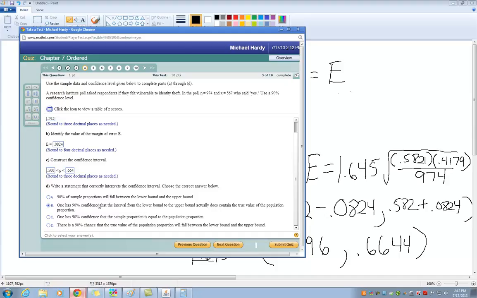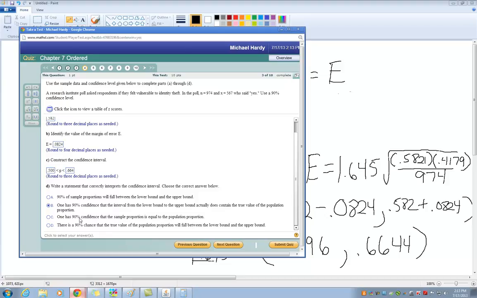And again, why we use confidence instead of probability is because what's really going on probability-wise isn't about this one interval we've calculated. It isn't about 0.5 to 0.664. It's about this recipe we used. This recipe we used is going to produce a different interval every time, but 90% of the time it's going to produce an interval that really does contain the true proportion of people who believe yes in our population. Okay?